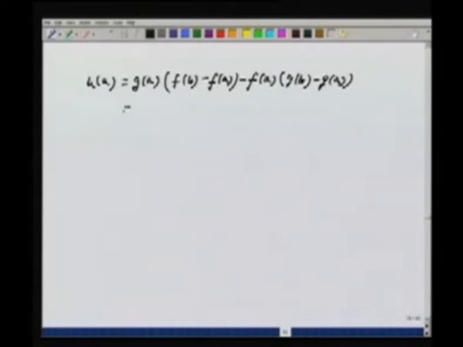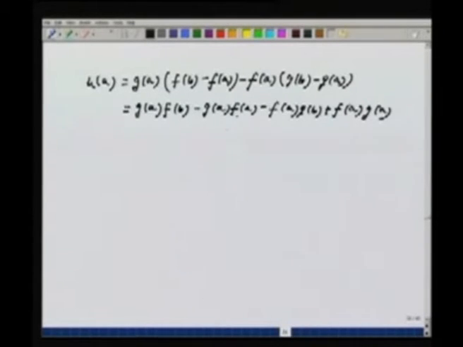If I expand this, what I'd say is that FA and GA cancel each other, so we just open it up and check what happens. It is GA FB minus GA FA minus FA GB plus FA GA. Then FA GA cancel each other. What I get is GA FB minus FA GB.